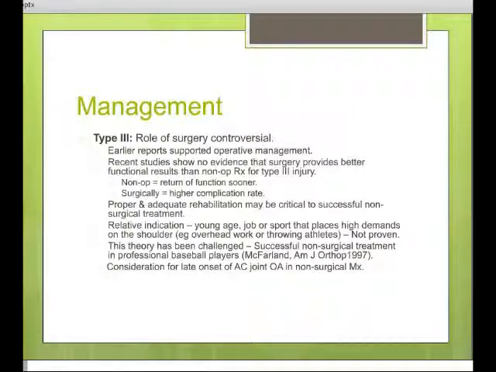There's a relative indication which has also been described in the literature: a young age, or a job or a sport that places high demands on the shoulder, so overhead workers or overhead throwing athletes. That has been a relative indication. It hasn't really been proven, and this theory has been challenged. There was an article by McFarlane in 1997 where they successfully treated baseball players with a non-operative approach. There should also be consideration for late onset of AC joint arthritis in the non-surgically managed patients.